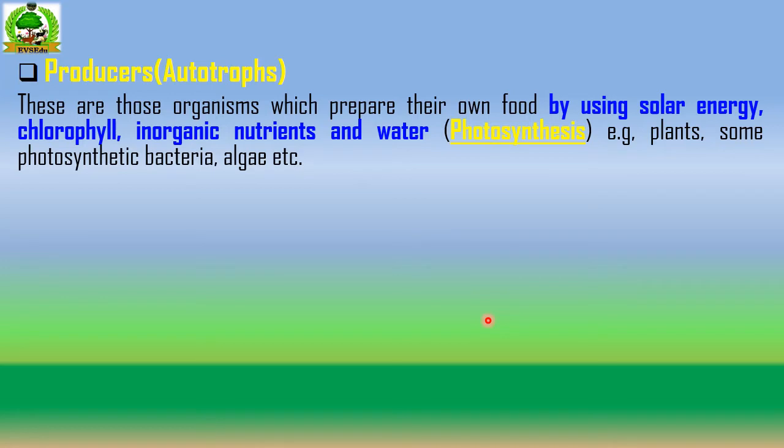And this reaction is known as photosynthesis, wherein in the presence of solar energy and chlorophyll or inorganic nutrients, a reaction takes place which produces food. That reaction is known as photosynthesis. And examples of producers or autotrophs are plants, some photosynthetic bacteria, algae, etc.